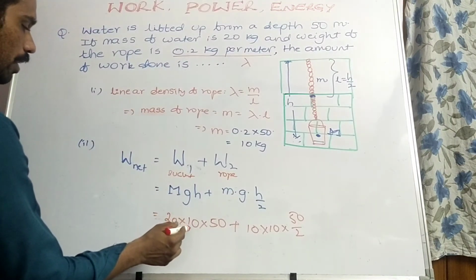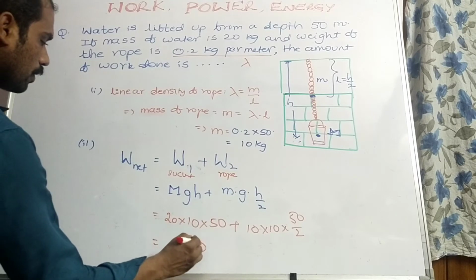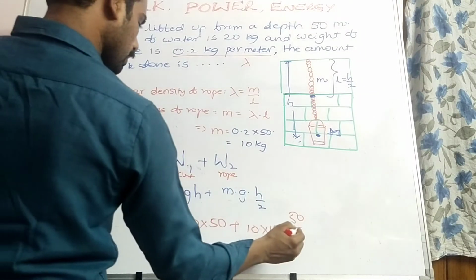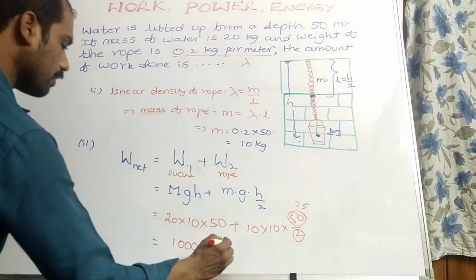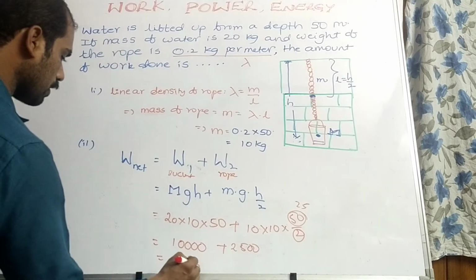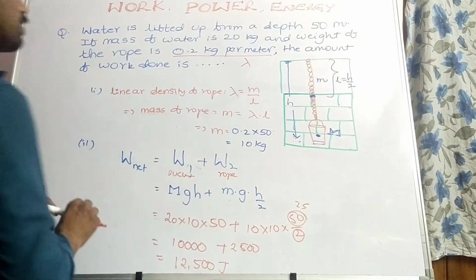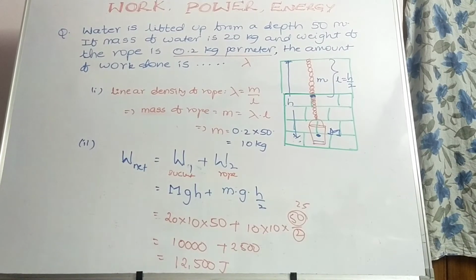So this is 10,000 plus 10 into 10 into 25, that is 2500, that is equal to 12,500 joules, the work done considering the rope.